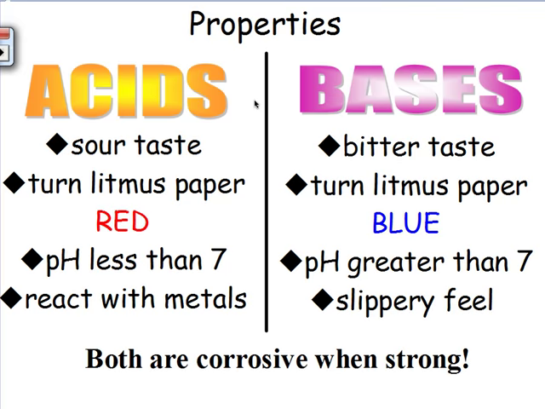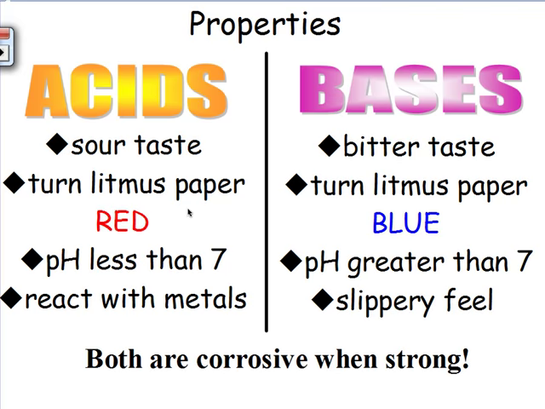This list of properties is extremely important in identifying if something is an acid or a base. This will be on your test. If we look at acids, there are certain properties that identify it as an acid. The first thing is a sour taste. This does not mean you go into lab and taste anything. Remember, that is unsafe. But think about lemons. Lemons taste sour because they are very acidic.